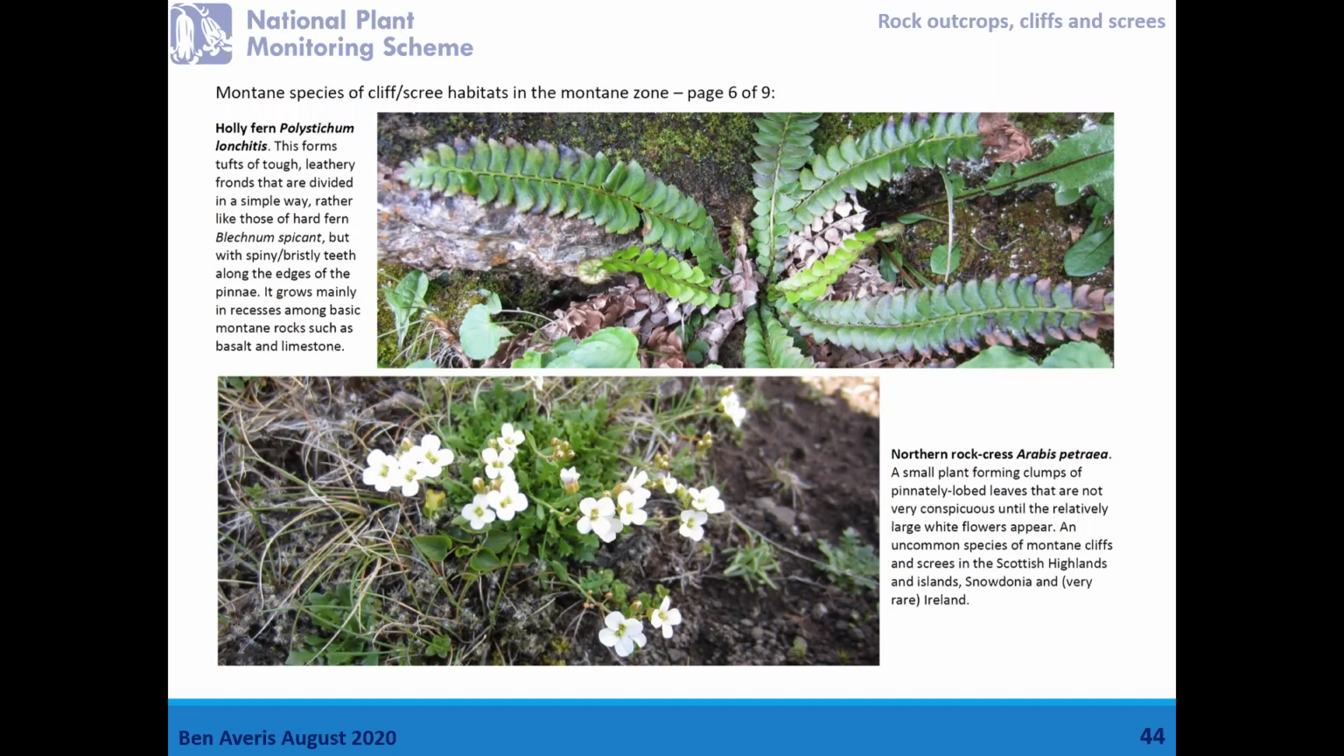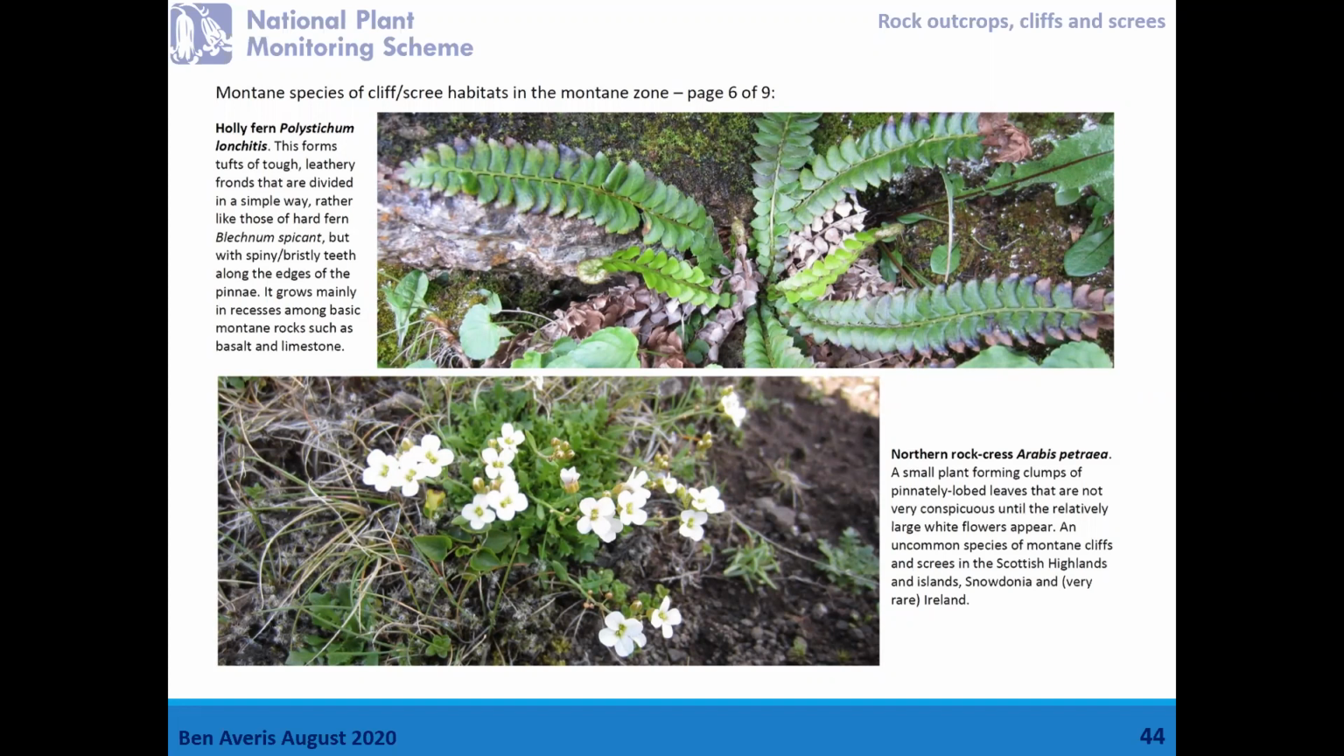It likes cracks and recesses in base-rich rock like limestone. So some of the limestone pavements and steep base-rich schists, steep outcrops of that with little cracks and things in there, you can find holly fern growing in them. Mainly in the montane zone. And the northern rock cress, another good one to find.